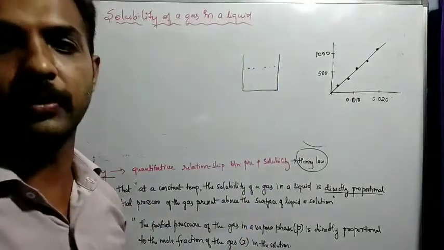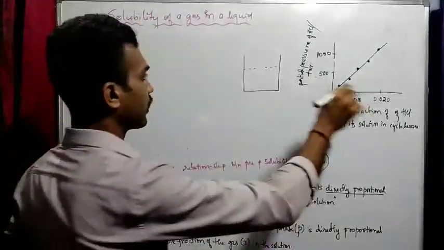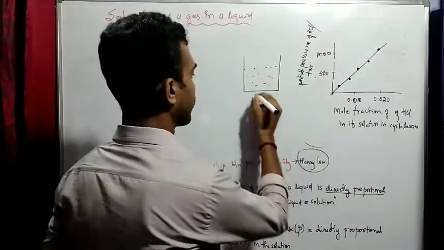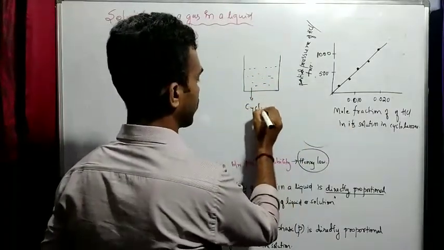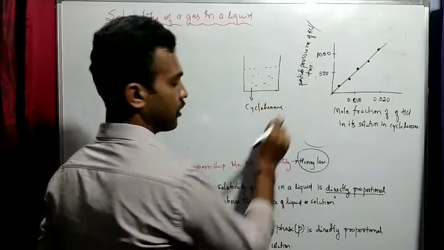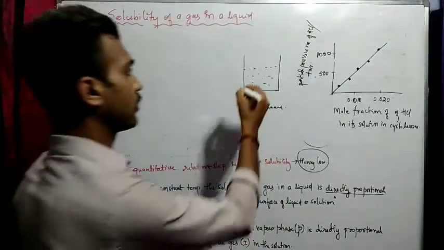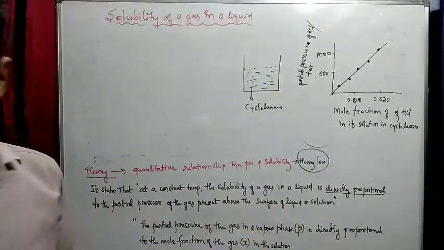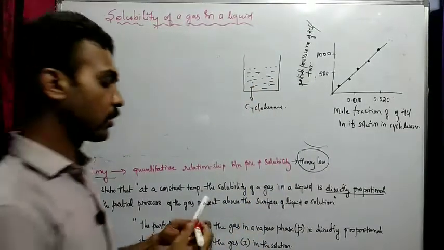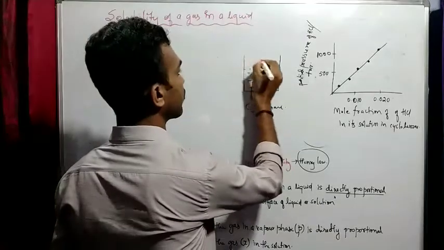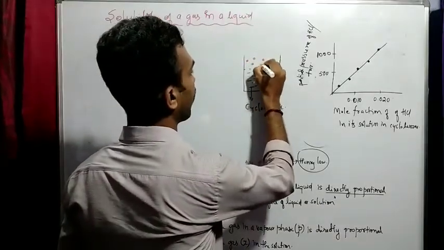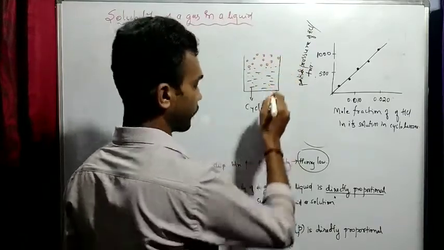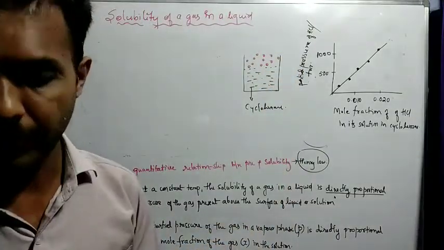So just take a solvent. Here I have taken the solvent, which is nothing but cyclohexane, right? So whatever the black dot is, it is nothing but cyclohexane. Above that I am going to take HCl. HCl is a gas.